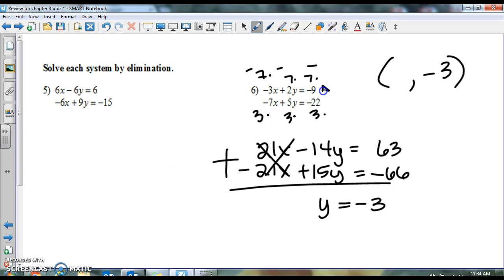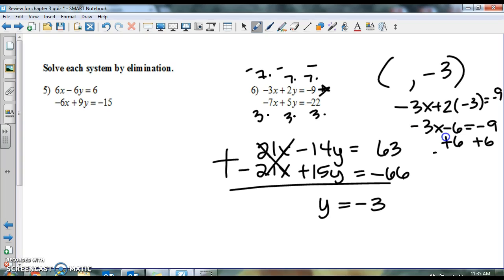Doesn't matter which one you choose. Maybe I'll pick the top one. Negative 3x plus 2, put negative 3 in for y and solve. So I have negative 3x minus 6 equals negative 9. I'm just solving for x. Opposite of minus 6 is add 6, so I add 6 to both sides. I get negative 3. Divide each side by negative 3, and x equals a positive 1.